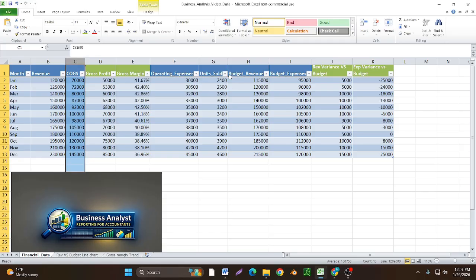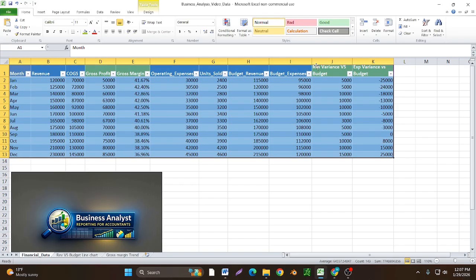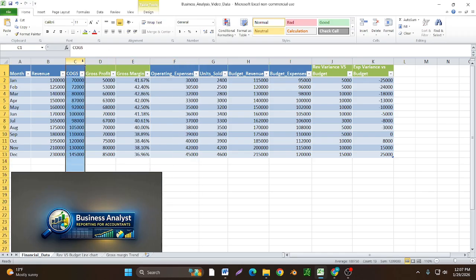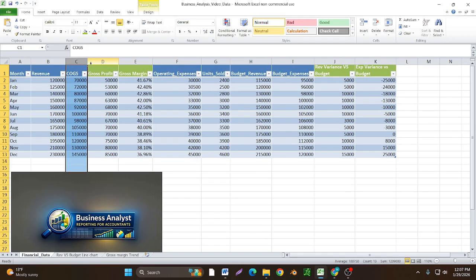If expenses are higher than the budget, that's not always bad. If revenue beats expectations by more, profit could still improve. BAR questions often test this idea. Good performance is not just hitting budget, it's improving profitability and cash flow.